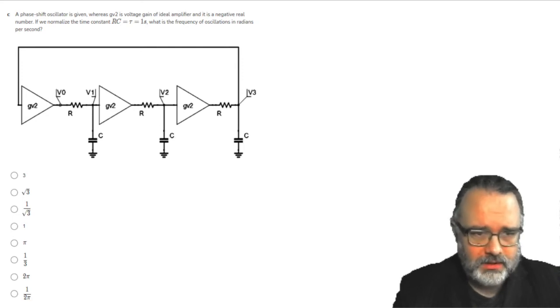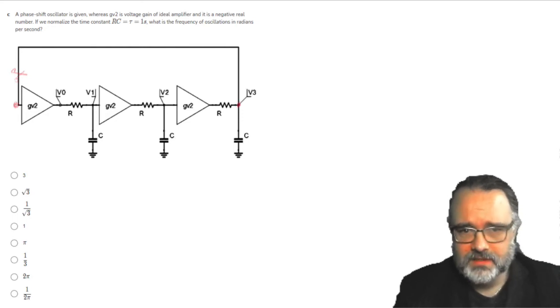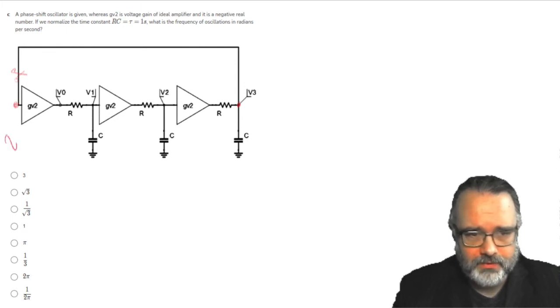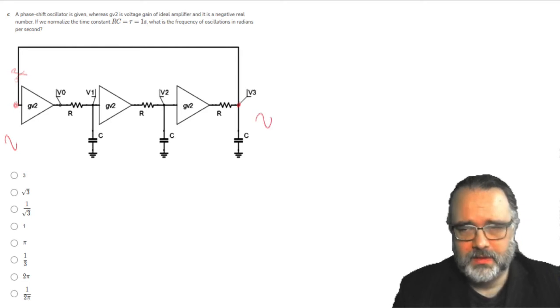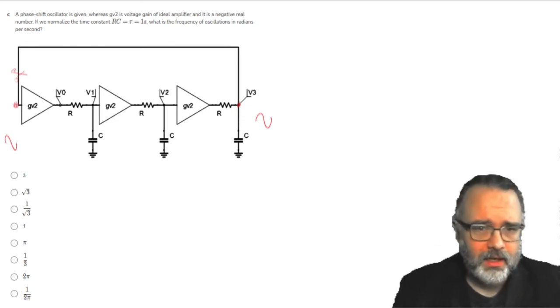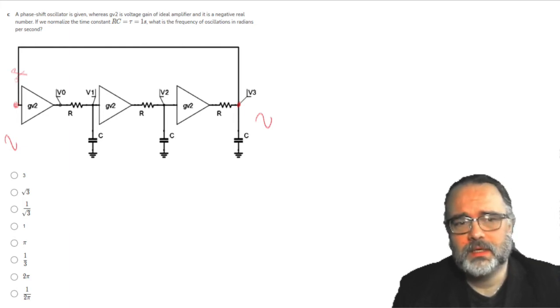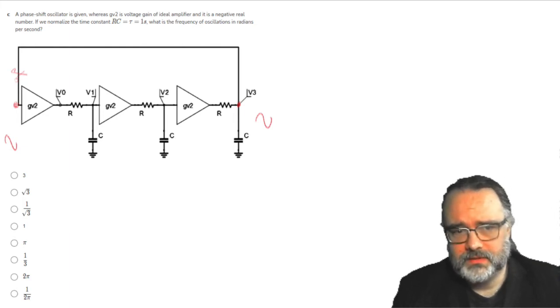The condition is that if you cut the loop here, for example, this becomes an input signal and this becomes an output signal. We will have stable oscillations when the system has an input signal and at the output we have exactly the same signal, both in magnitude and in phase. Which means that the open loop gain from this point to this point must have a magnitude of 1, and the phase rotation must be n times 360 degrees.